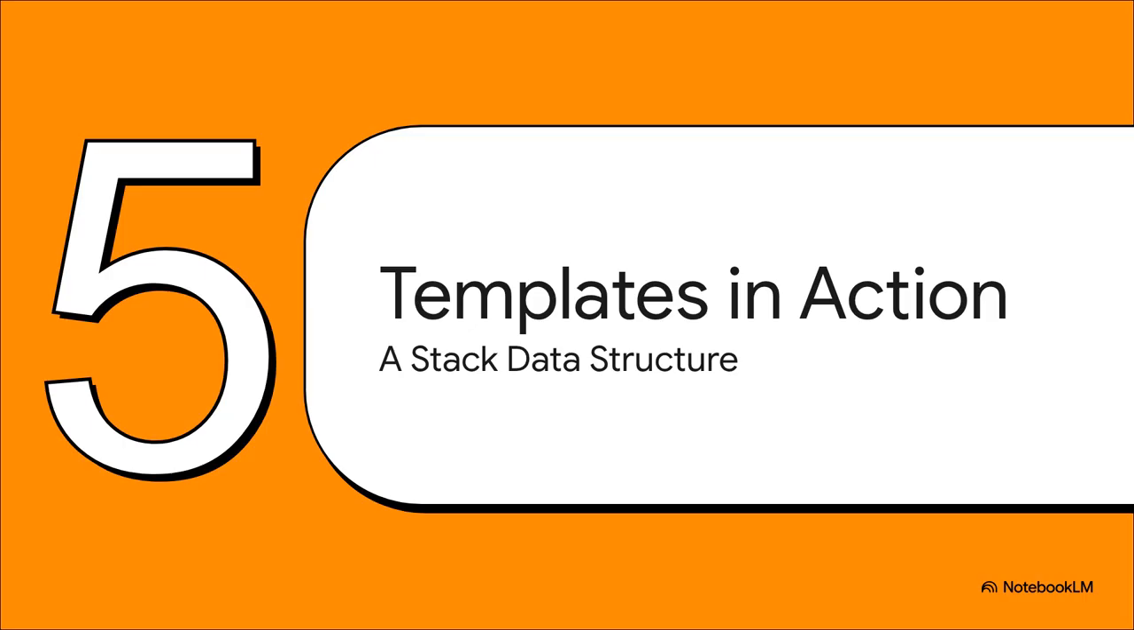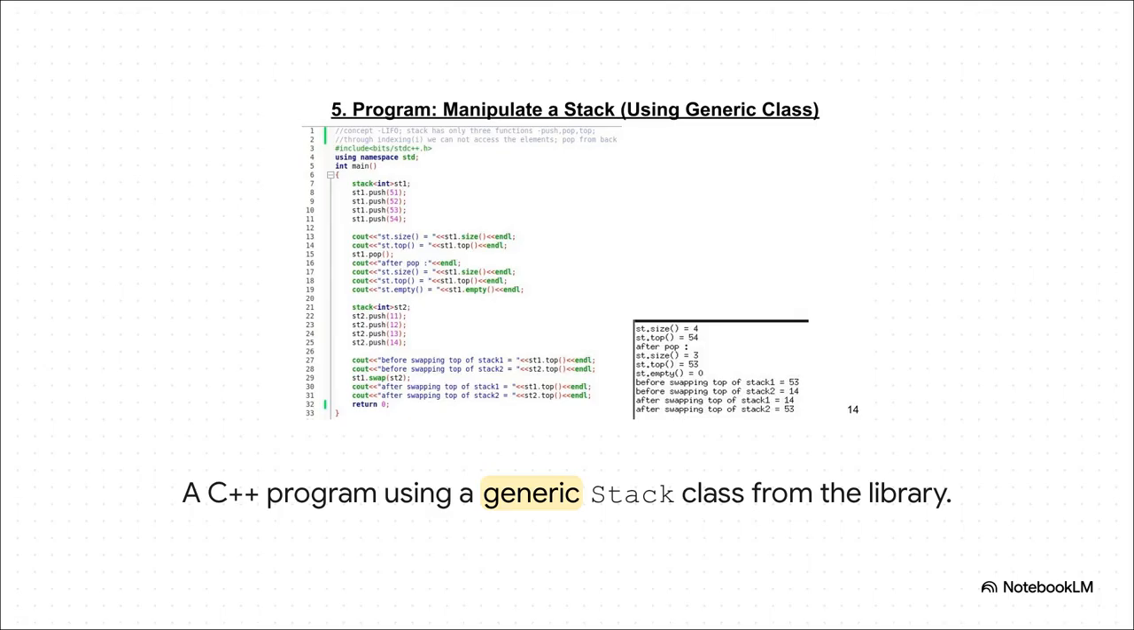All right, we've gone through the theory for both functions and classes. Now it's time to see how this all comes together in a real-world practical example. We're going to use a classic data structure to do it, the stack. So what you're seeing here is a full C++ program that uses the generic stack class, which is part of the standard library. What we're doing is creating two different stacks, st1 and st2. For this example, they're both going to hold integers. So let's walk through what the code is actually doing, step by step.